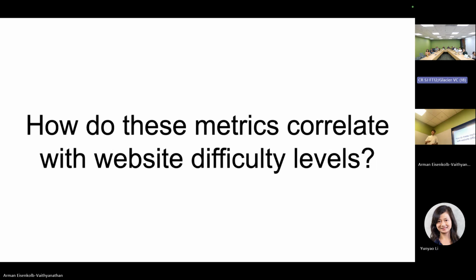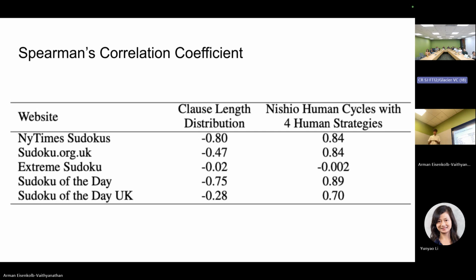Now we need to evaluate how well our metrics are at characterizing Sudoku difficulty. To do this, we ask the question, how well do these metrics correlate with the difficulty levels in each website? To answer this question, I calculate a Spearman's correlation coefficient. This returns a number between -1 and 1, with 0 being no correlation, between each of the metrics and the difficulty levels in each website.